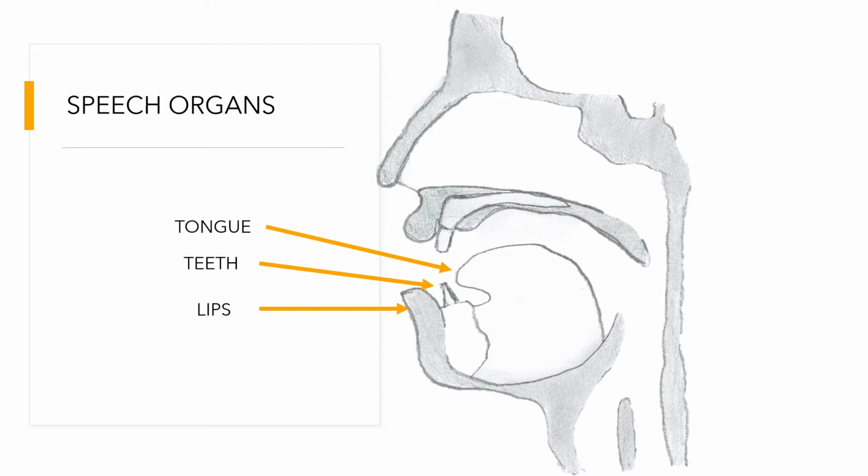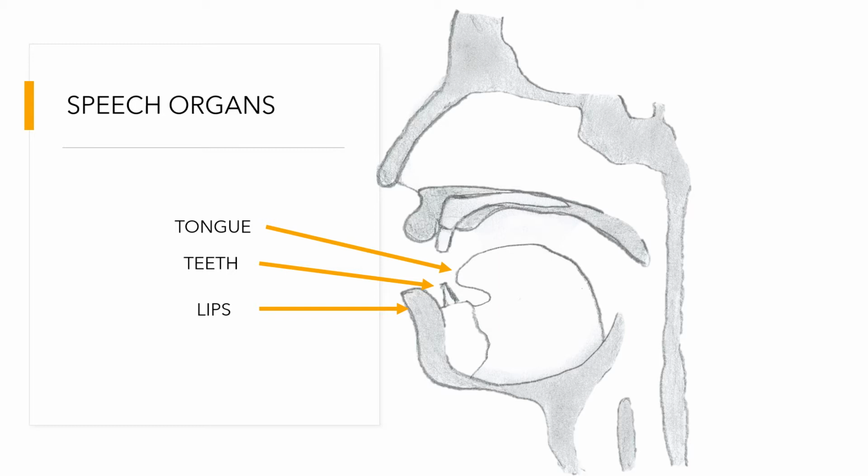Then we have the tongue. Well, the tongue is the most important articulator in the speech organs, as it moves in different ways and shapes to produce speech. It is divided into 5 parts: the tip, the blade, the front, the back, and the root. The tip and the blade are the most mobile parts of the tongue.